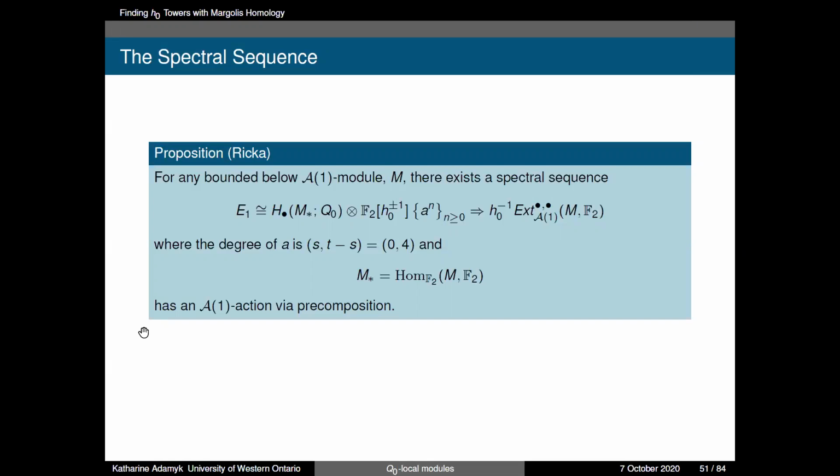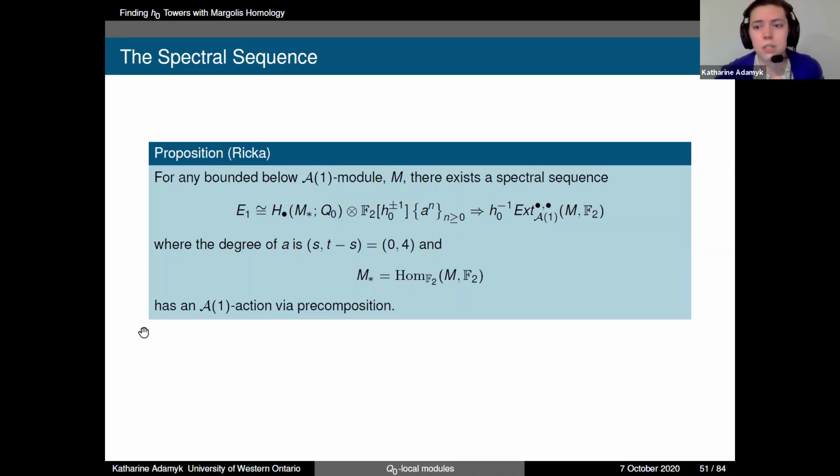Excuse me. Mm-hmm. So is that the E1 page? Oh, so this is the first page of the spectral sequence. Of E1? Yeah. Okay, thank you. Yeah.